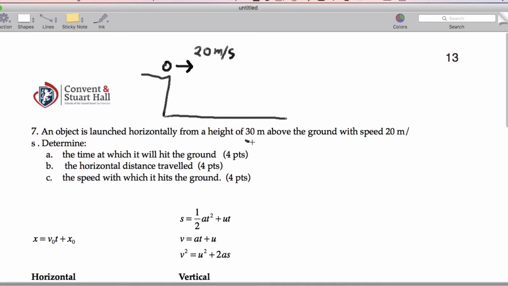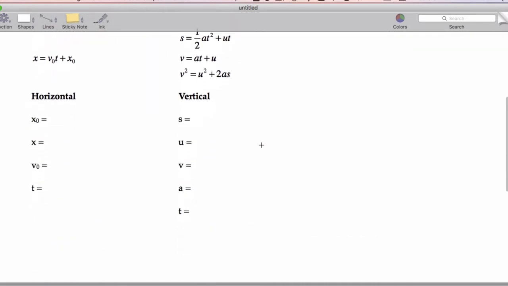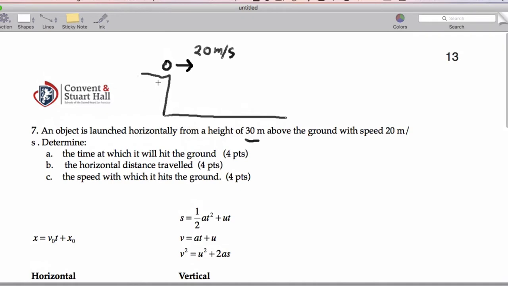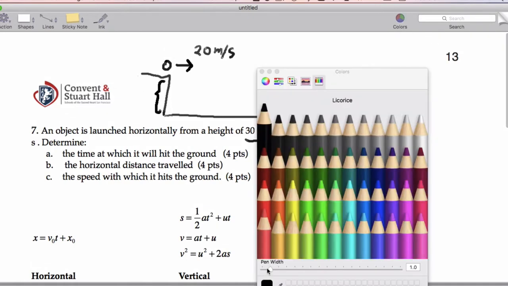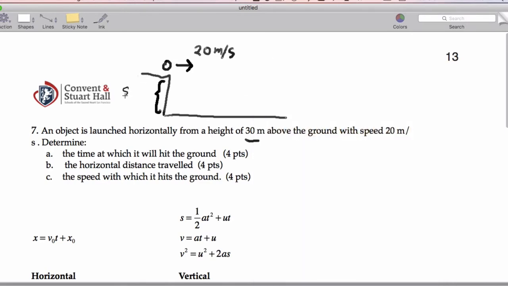It says the height is 30, and if we look at our vertical equations, we're using suvat in the vertical direction, and in the horizontal we're using the constant velocity equation that we got way back in the day from doing the lab with the buggies at the beginning of the school year. So what that means is that S is 30 meters. That's the height right here.